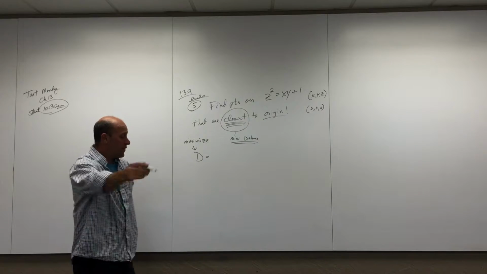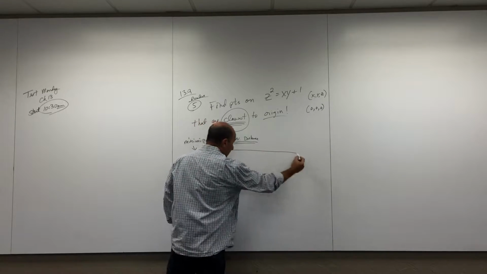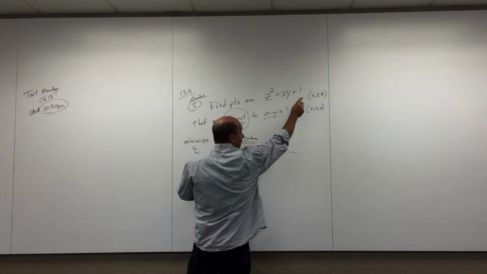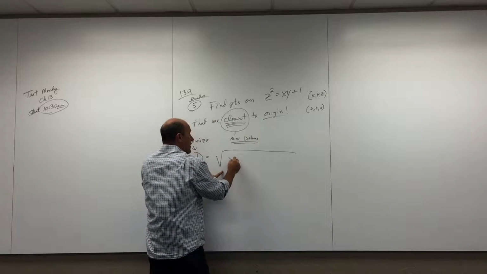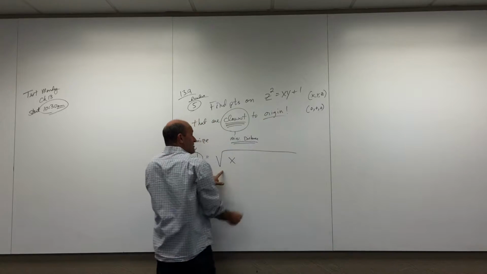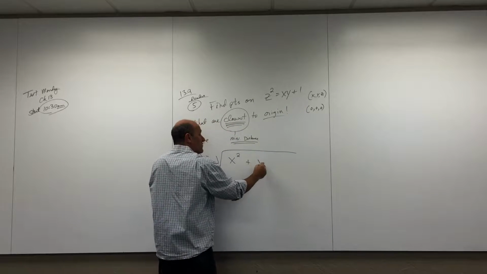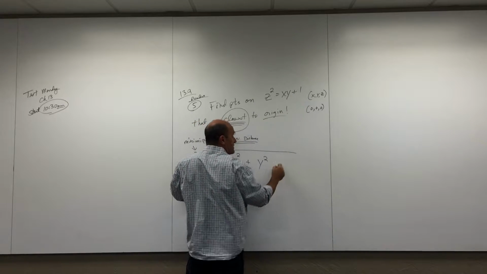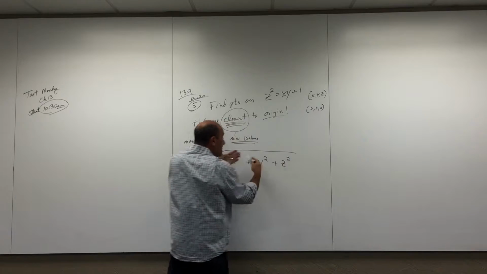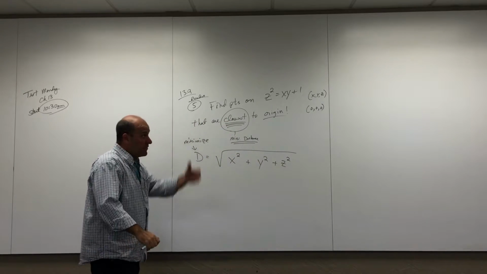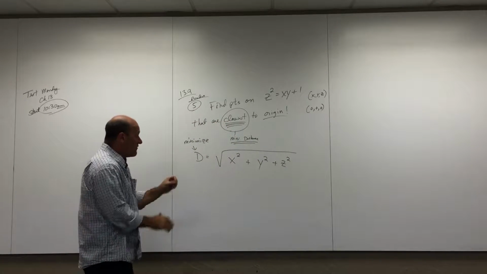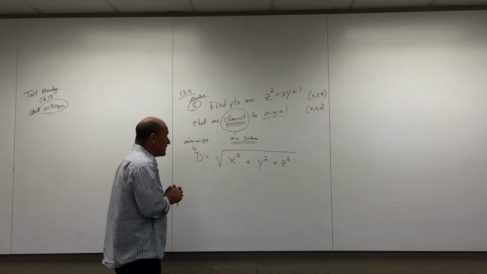Well, what's a distance formula? It's the square root of the x minus the x squared, which, by the way, now that's x minus 0, so that's just x squared, y minus 0 squared, and z minus 0 squared. Yeah, so it's a 3D distance formula between 2 points, and we want to find the minimum distance.